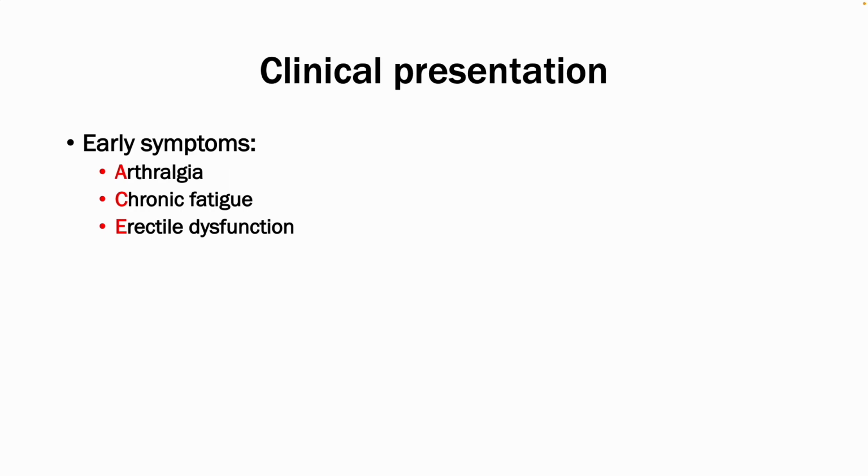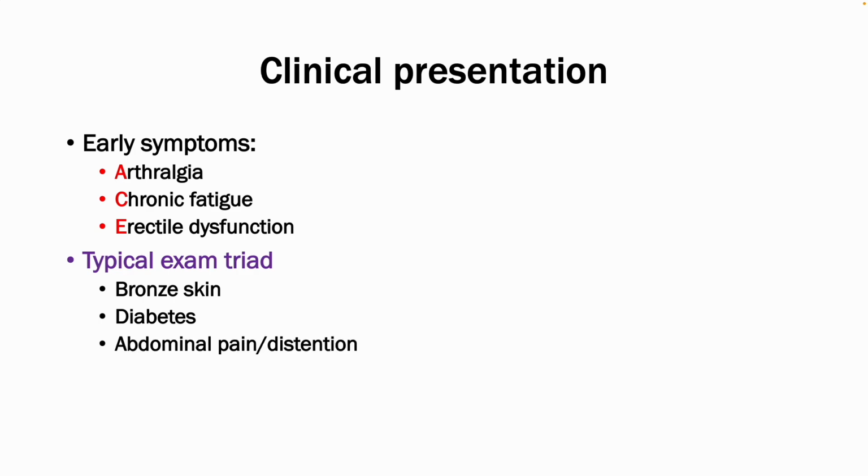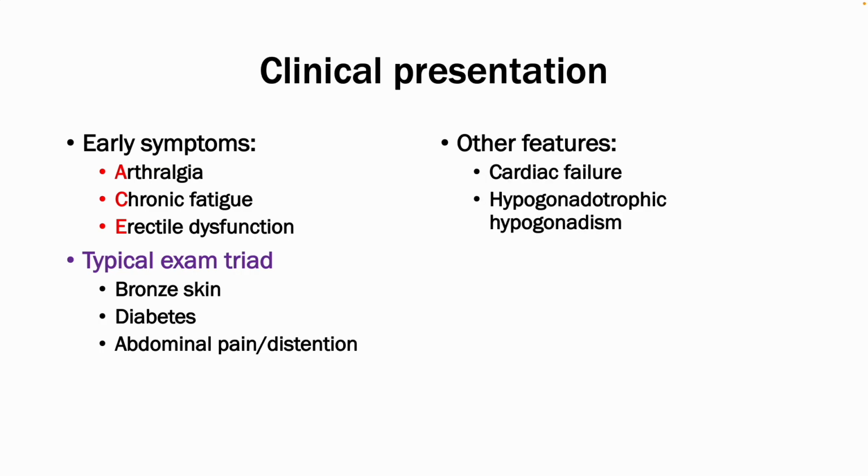For the clinical presentation, your early symptoms are arthralgia, chronic fatigue, and erectile dysfunction, which you can remember through the mnemonic ACE, whereas the typical exam triad includes bronze skin, diabetes, as well as abdominal pain and distension. Other features to be aware of include cardiac failure, hypogonadotrophic hypogonadism, as well as liver cirrhosis, which I mentioned in pathophysiology. Different investigations may be undertaken.